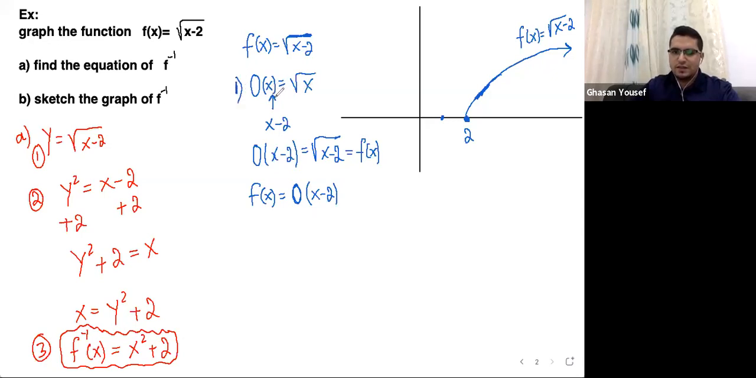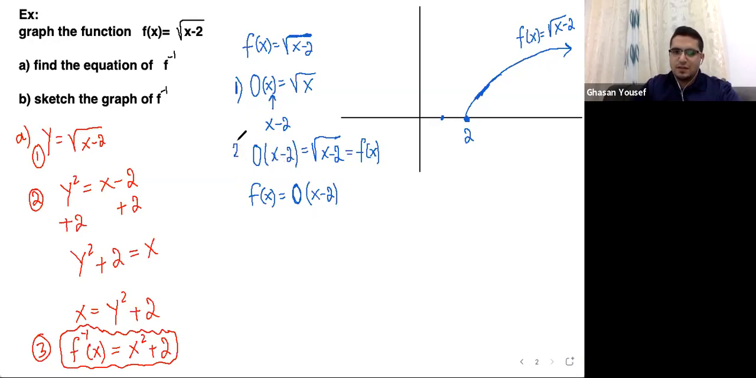This is my original function, O of x. This is just review. Then you have to know what to plug inside the parentheses to make it similar to this function. You have to modify the original function. So you plug x minus 2 inside the parentheses. You will get O of x minus 2 equals the square root of x minus 2, and this is actually f of x. So f of x equals the original function at x minus 2.